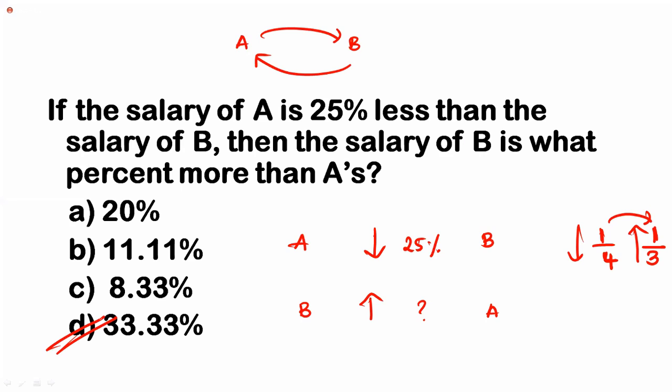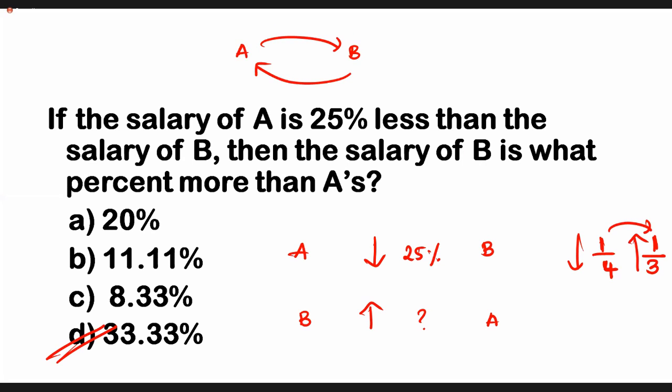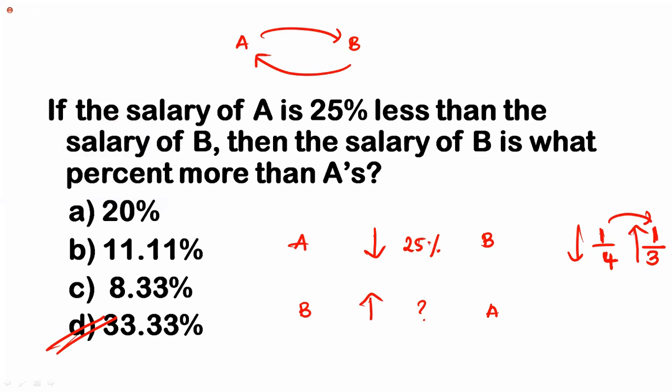So don't always try to go with the increase. If it is increase, take increase. If it is decrease, take decrease. So to get clarity on this, let me show you. I'm taking random numbers and trying to give you the idea.